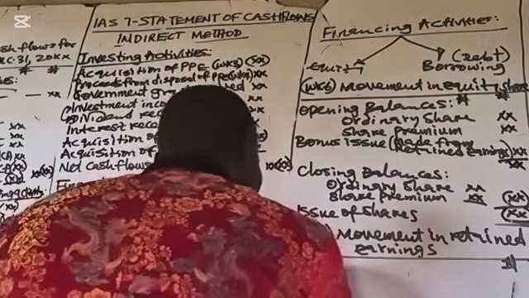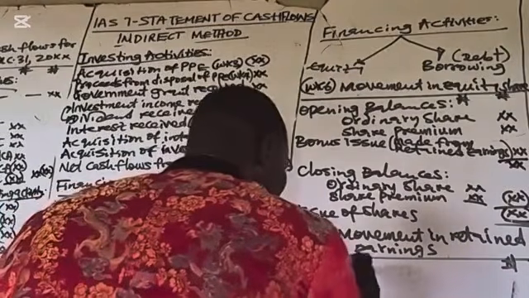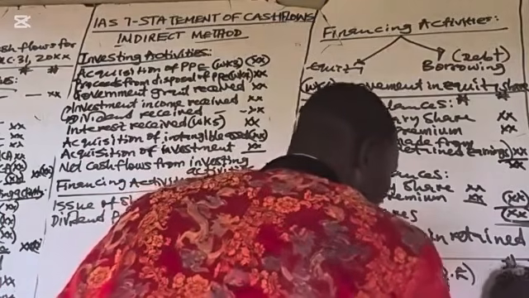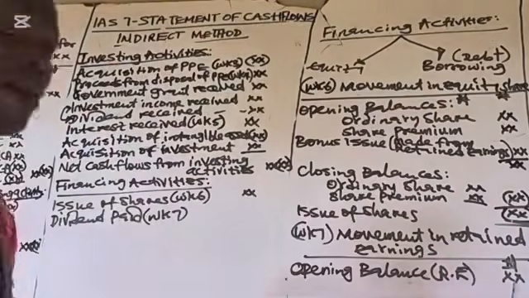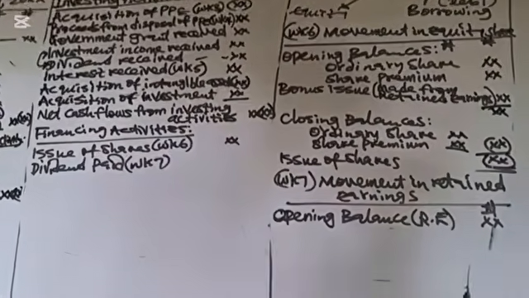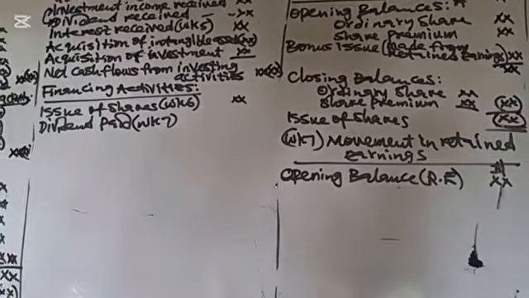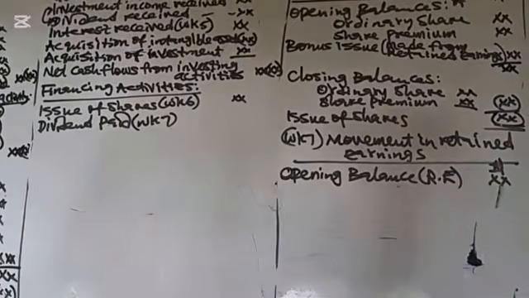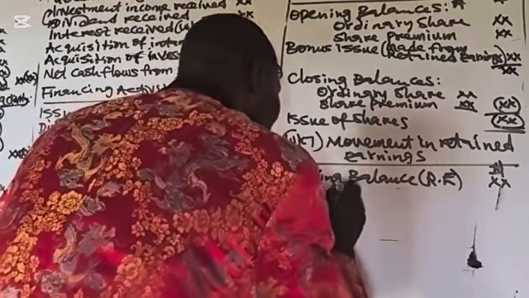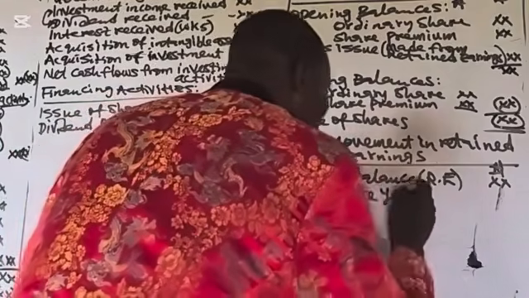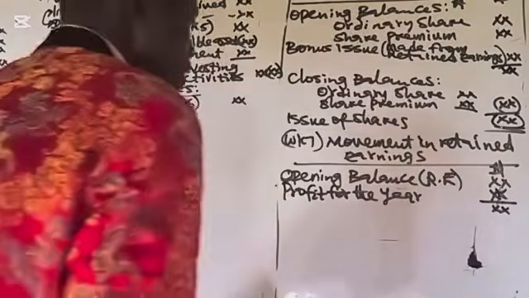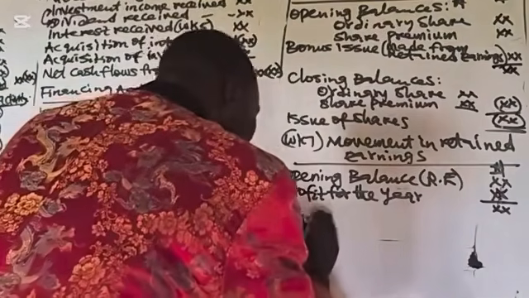As usual, we are starting with the opening balance. Opening balance in respect of retained earnings. You take the opening balance in retained earnings. I've told you that all the opening balances will be found in the opening statement of financial position. Then after the opening balance, we now have profit for the year. The profit for the year will be obtained from the statement of profit or loss. Then you add. Then you subtract the closing balance.